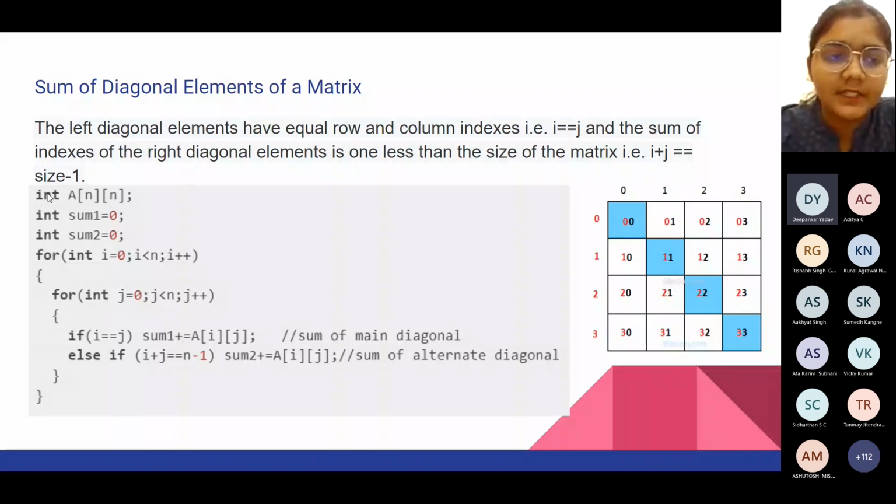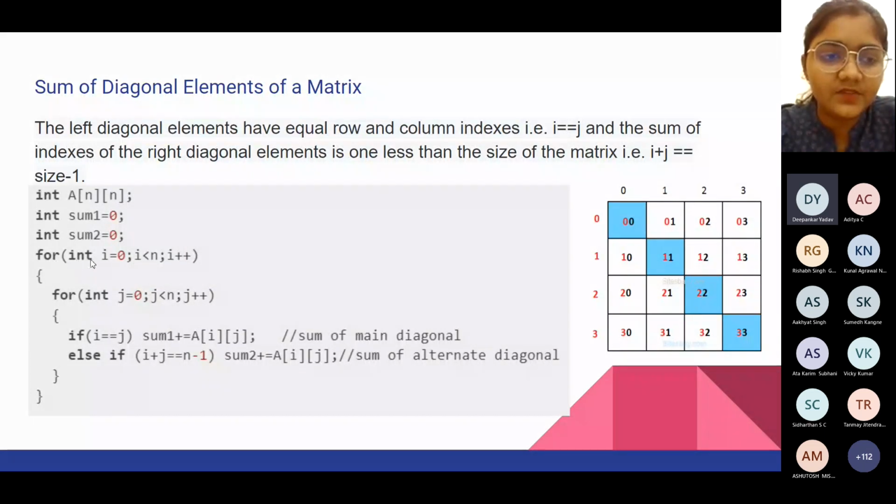So I am declaring a matrix with integer elements with the name A, and the number of rows is n and the number of columns is n. Here n is already predefined, that is, either I have taken it as input or it has been defined earlier. Here are the two sums which I will be using to store the sum of the elements of the main diagonal and the alternate diagonal.